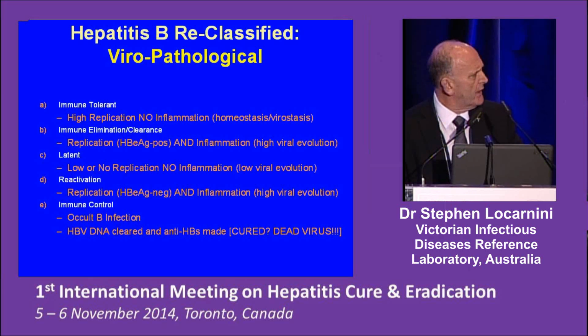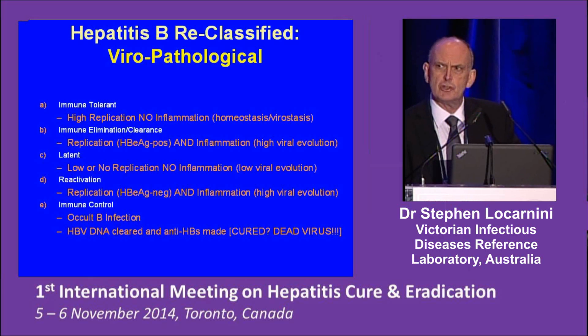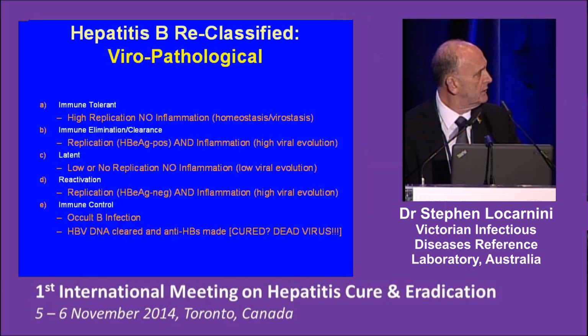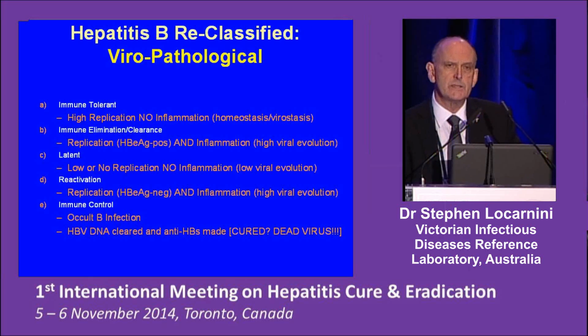But if you're in a replication phase, E antigen positive with inflammation, it's a high state of viral evolution. Then something's going on, something needs to happen, because if the virus is evolving, it's ducking and weaving, and it's going to be doing something bad to your liver. Now, latent: low or no replication, no inflammation, low viral evolution. I could accept that would be a non-intervention phase. Now, the word reactivation really sticks in my throat. I don't like it. Replication, E antigen negative and inflammation: high viral evolution again.